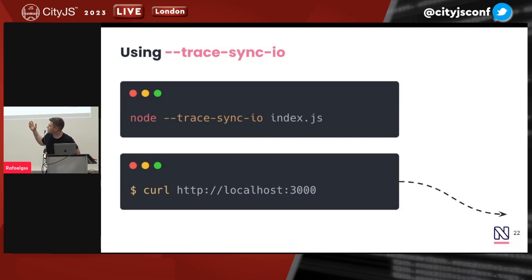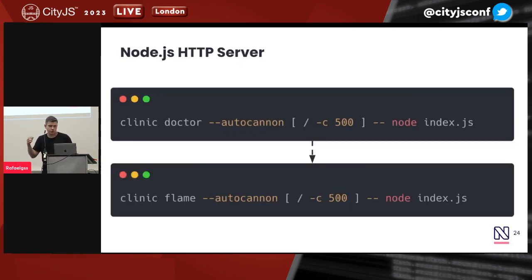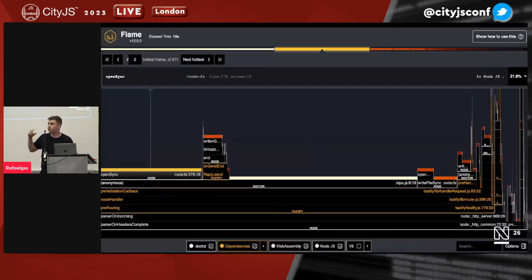If you use it, it's pretty simple. Just trace.io, curl request, and then you get some warnings about, OK, don't use synchronous operations on Node.js. Otherwise, you block the event loop. Pretty simple. If you don't want to use that flag, you can also use the clinic flame. The command is the same. You just replace doctor by flame, OK? And it will generate the following flame graph.